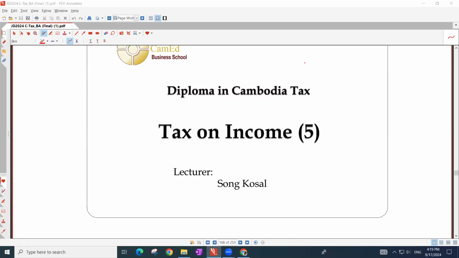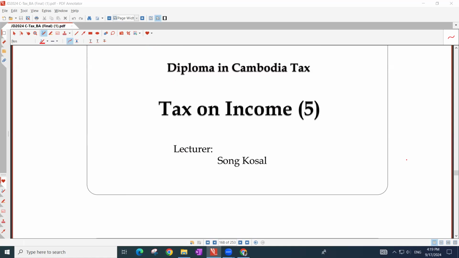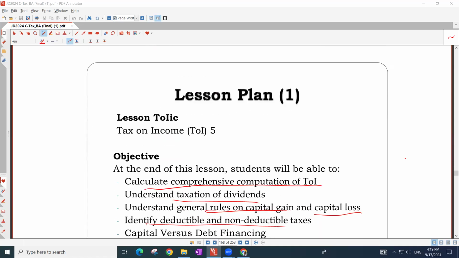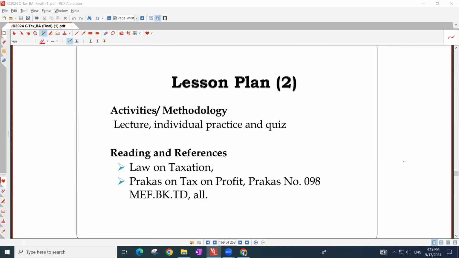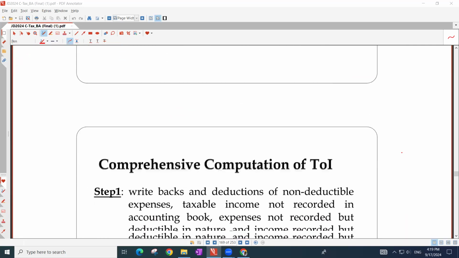Okay, we still discuss tax on income. We almost come to an end, because we have about six sessions of lessons to learn, and now we are up to the fifth session, which discusses comprehensive tax calculations.